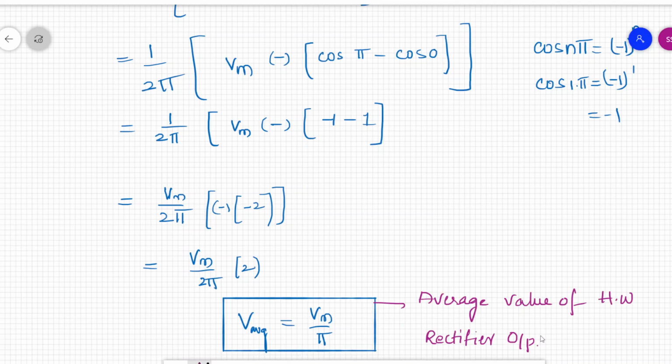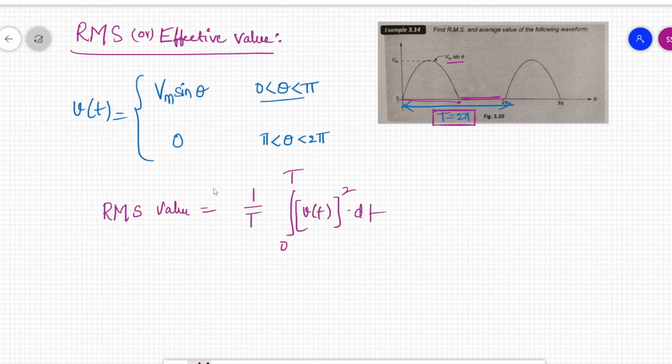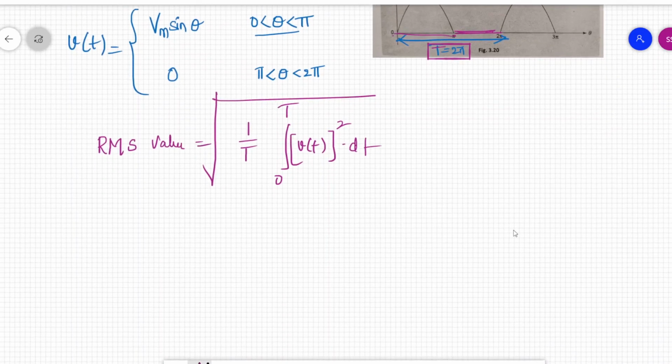Now let us find the RMS value, or effective value, for the given waveform. So we know that from 0 to pi, the waveform is Vm sin theta, and from pi to 2 pi it is 0. Okay, so let us write down our RMS derivation. The RMS value can be found by the square root of 1 by T integral 0 to T of V of t whole square dt. Okay, this is how you need to find the RMS value. So let us substitute the given limits.